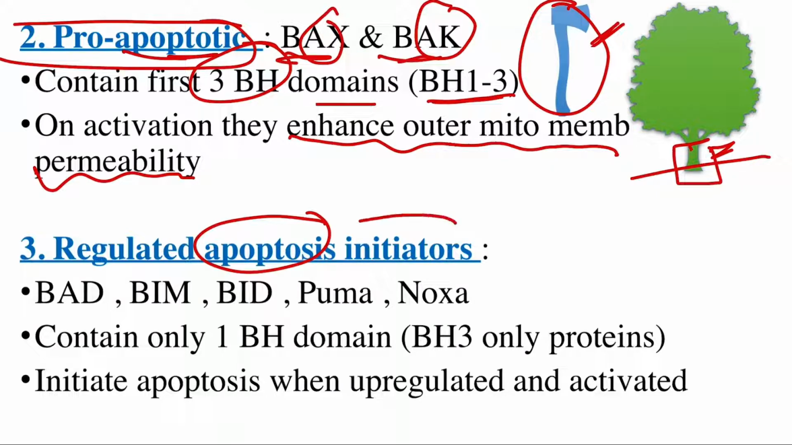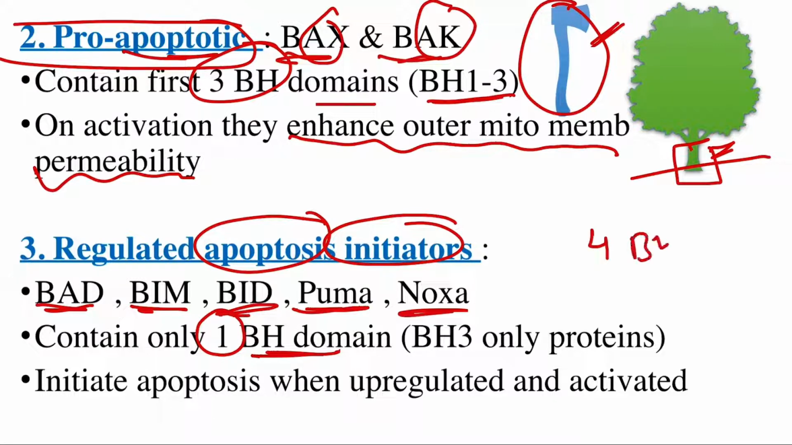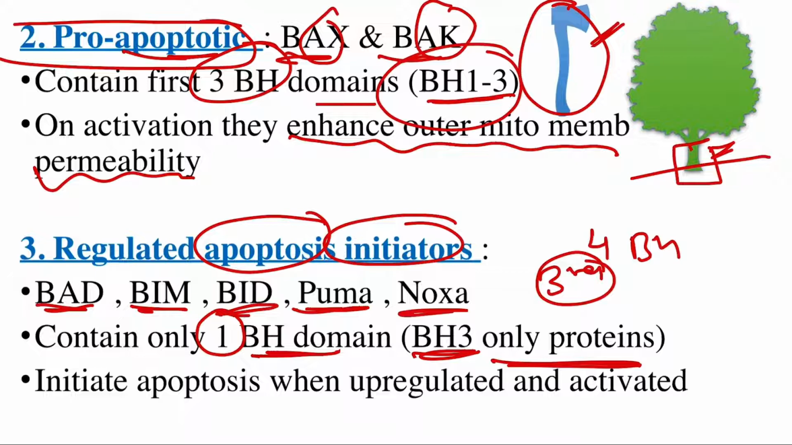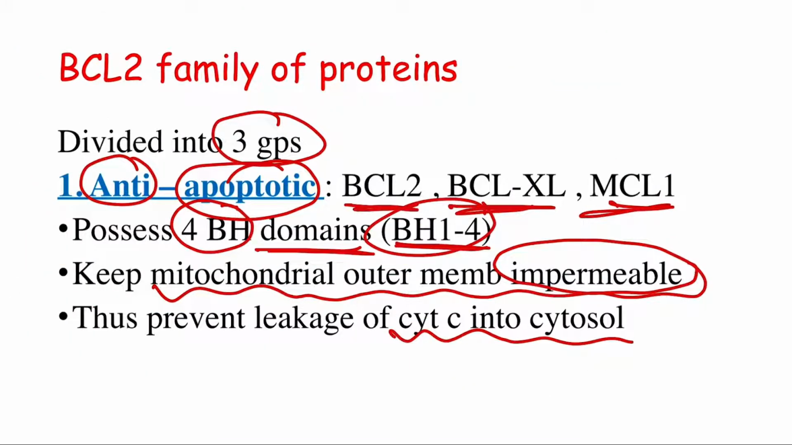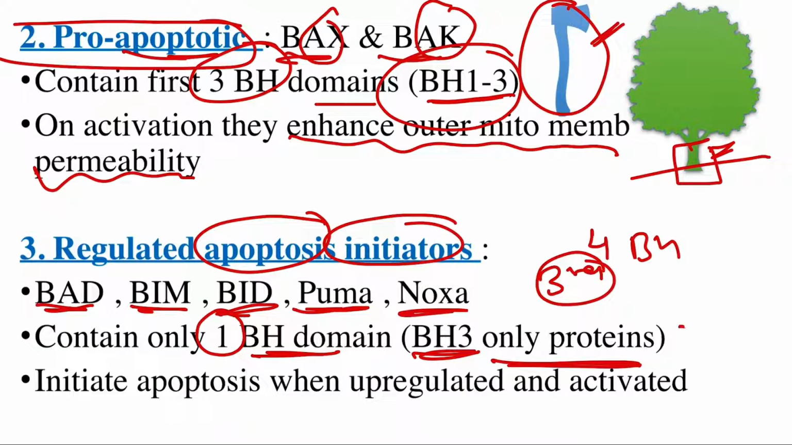Regulated apoptosis initiators are the third group, which includes BAD, BIM, BID, PUMA and NOXA. They contain only 1 BH domain, and that is the third one. Out of all the 4 BH domains, it's the third one that is found here. So they're also known as BH3 only proteins. So yes, this is BH1 to 3. The previous one was BH1 to 4, and this is BH3 only proteins.